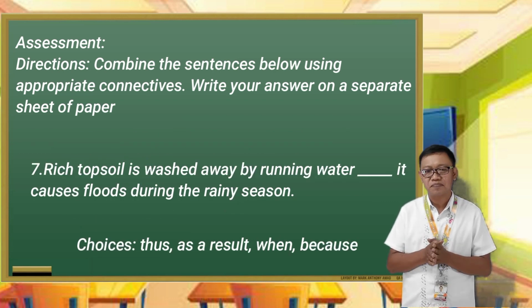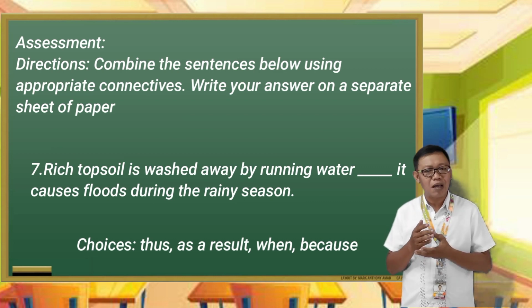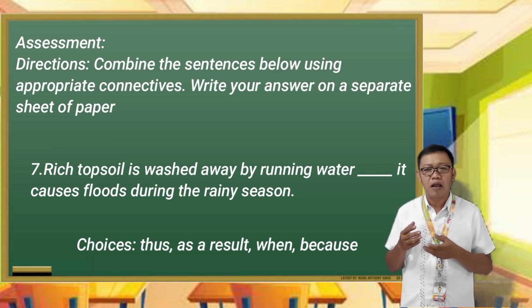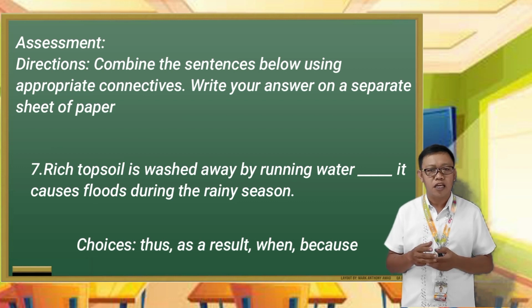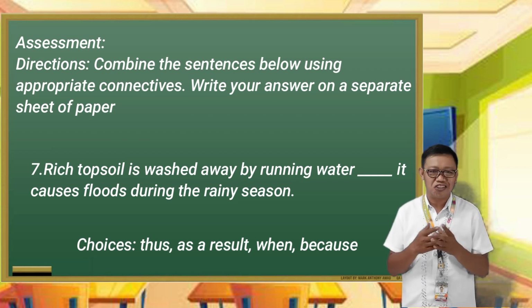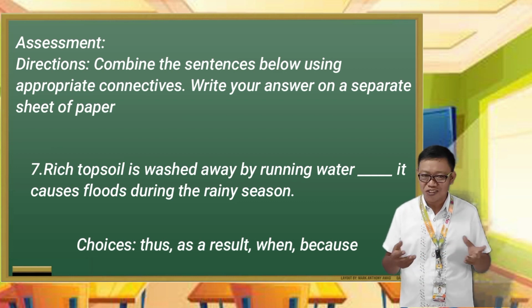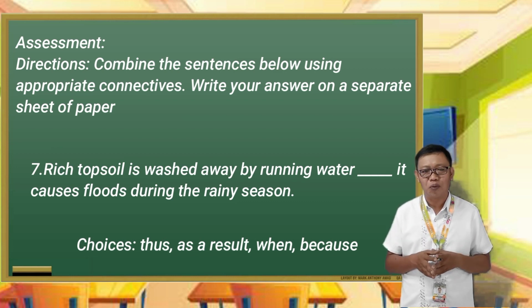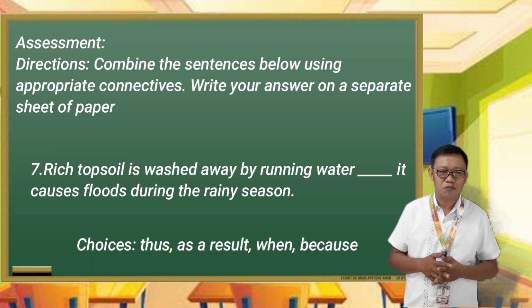Number 7. Rich topsoil is washed away by running water. Blank, it causes floods during the rainy season. Choices are thus, as a result, when, or because.